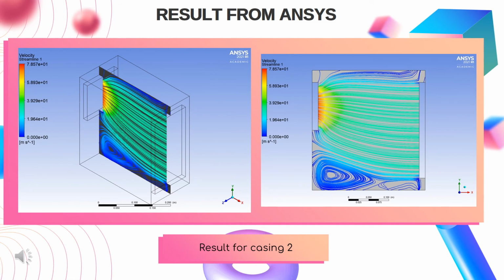The last part, the result for casing 2. This is the one-outlet and one-inlet computer casing. As we can see, the velocity of the airflow increases at the outlet of this casing, and at the bottom of the computer casing we can see the turbulent airflow appear. The blue zone is the turbulent airflow, and the red zone is where the velocity increases. So I think that's all from me.